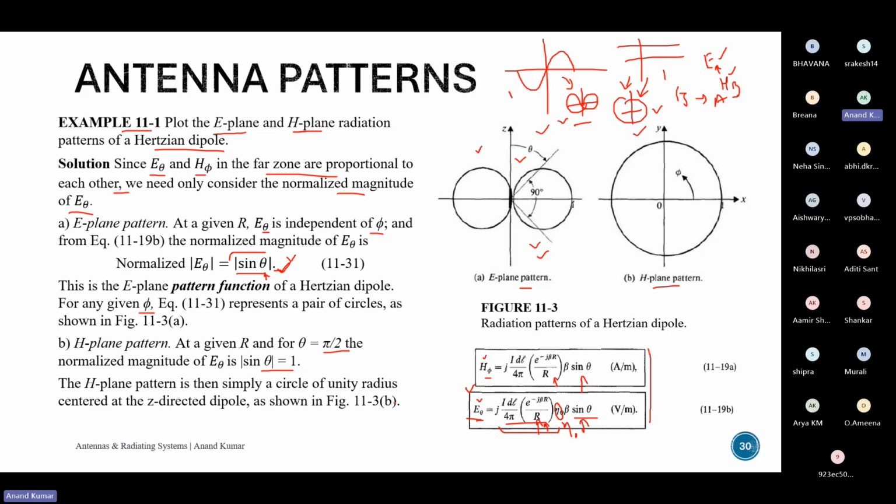I'll pause here and let you read the text and see the figures, and take questions if you have any on this example.